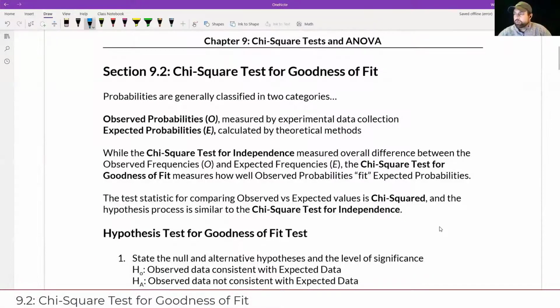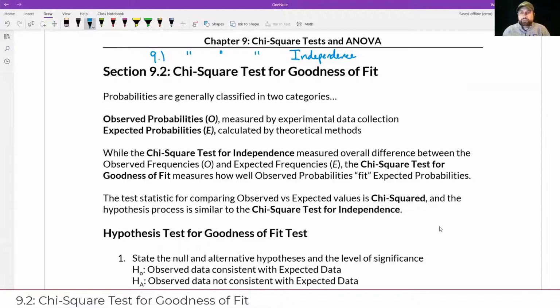In 9.1, what we tested was the chi-squared test for independence. We wanted to see were two categories dependent or independent, and that's what we used the test for. We said, okay, test at the 1% level, are these two categories independent of each other? And if they're not, then they're dependent.